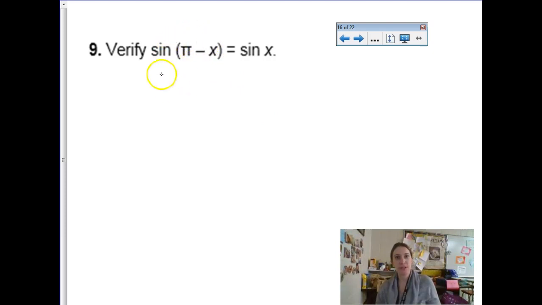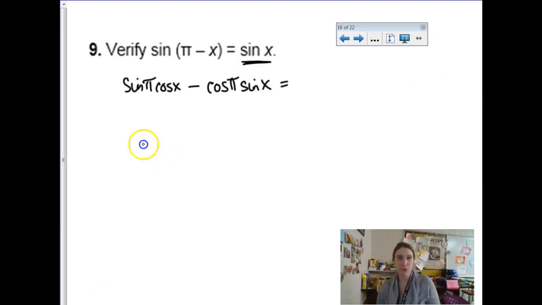Okay, so expanding the difference sine formula: it's sine, cosine, same sign, plus sine, cosine, cosine, sine, in that order. We're trying to verify that it equals sine of x. So a trig proof, if you will. Well, the sine at pi is 1. Oh, no. Sine at pi is 0. Try again. Cosine at pi is negative 1. So what we have here, 0 times anything is nothing, minus negative 1 times sine is a plus sine. Well, ladies and gentlemen, 0 plus sine is sine. Check, verified.